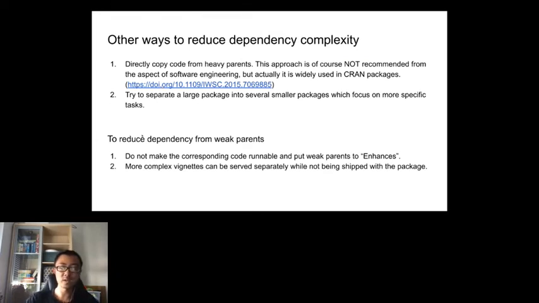And to reduce the dependency from weak parents: the weak parents are those packages in the suggests or enhances field, and they're normally used in examples or in the vignettes. If the weak parent package is really heavy, you can provide the code in the example or in the vignette but not run it, and put this weak parent in the enhances field. This weak parent package will then not be installed by R. And also, for example, if you do bioinformatics analysis and you have a very complex vignette with very complex examples, you can serve this complex vignette somewhere else, independently, and not ship it with the package.